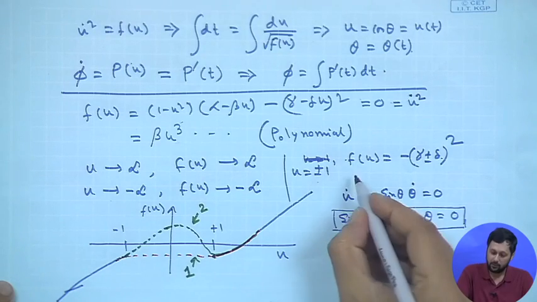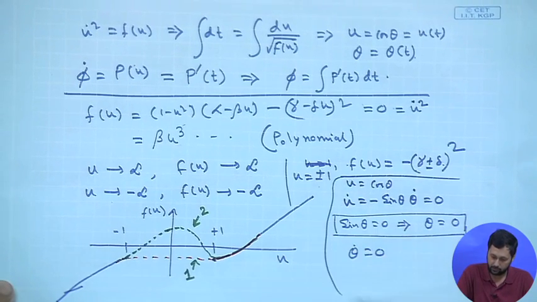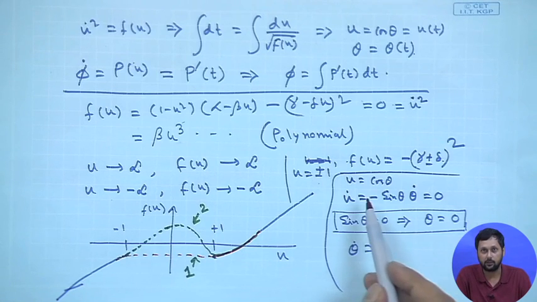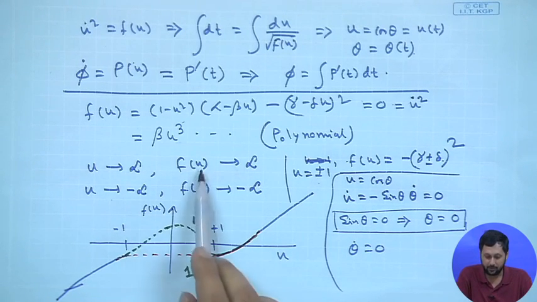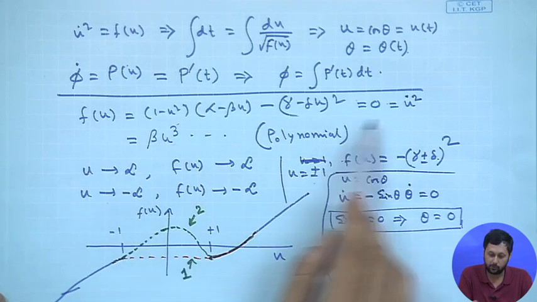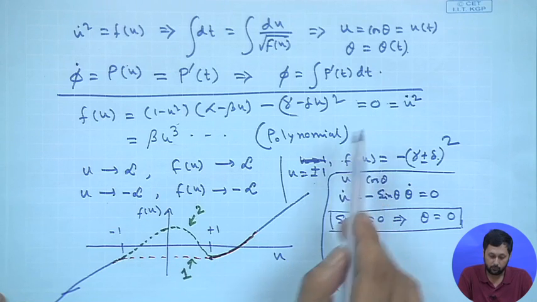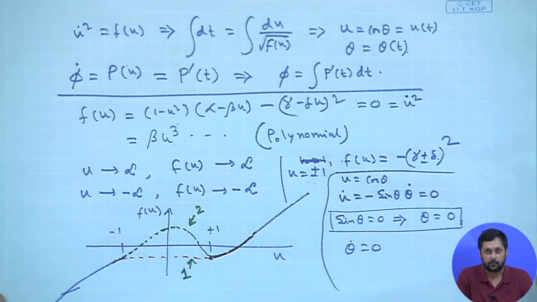Now, with this knowledge, let us come back to this one. Now, what is u essentially? u is equal to cos theta, so u dot is equal to minus sin theta theta dot. Now, we have treated u as a continuous function when we were examining the roots of f(u) equal to 0.